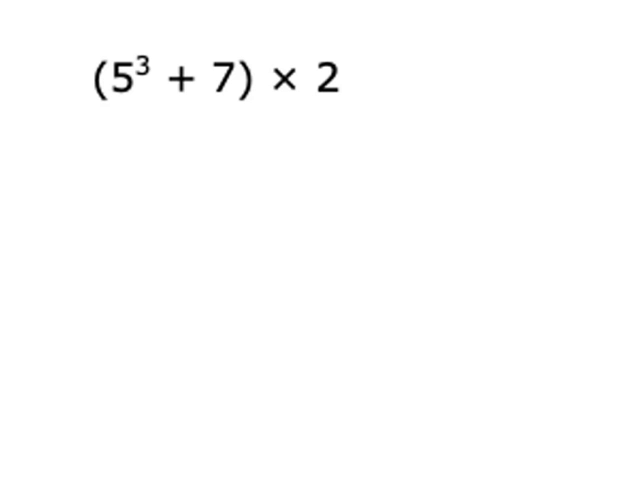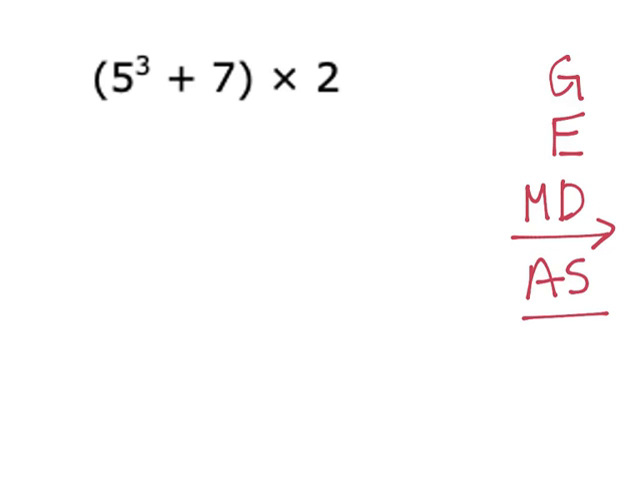All right, so looking at this second example, we have 5 cubed plus 7 close parentheses times 2. Remember, I have groupings, exponents, multiplication and division, and then addition and subtraction. I see this grouping here, and then I see an exponent. No matter what, my exponent is going to be evaluated first within that parentheses. So 5 cubed is 5 times 5 times 5, which is 125.